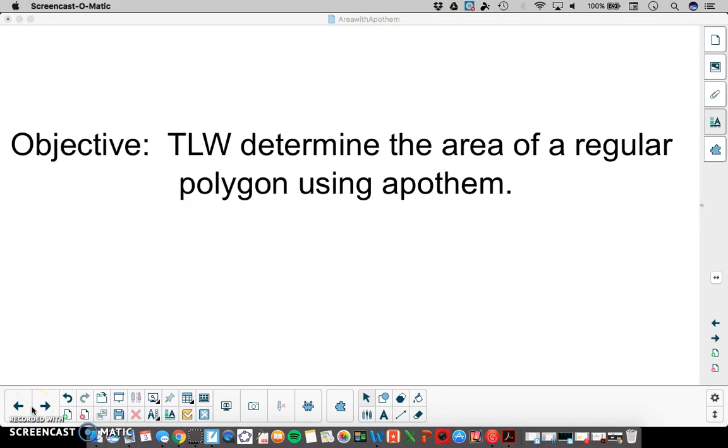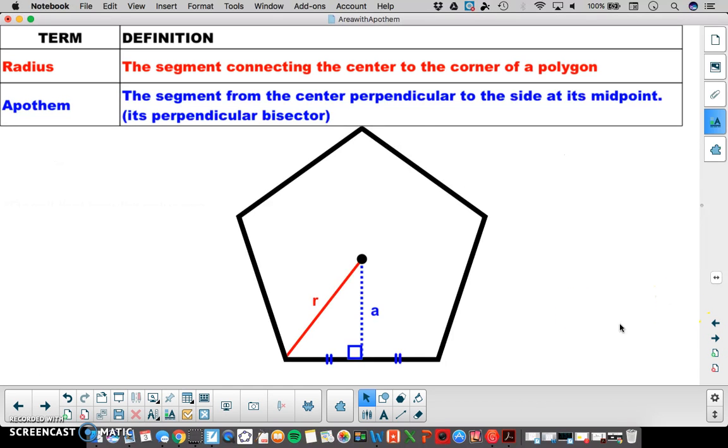In this video, the learner will determine the area of a regular polygon using apothem. So let's remind ourselves what the radius and the apothem of a figure are. We're dealing with regular polygons. The radius is the segment from the center to the vertex. The apothem is the segment from the center perpendicular to the side that also bisects the side.